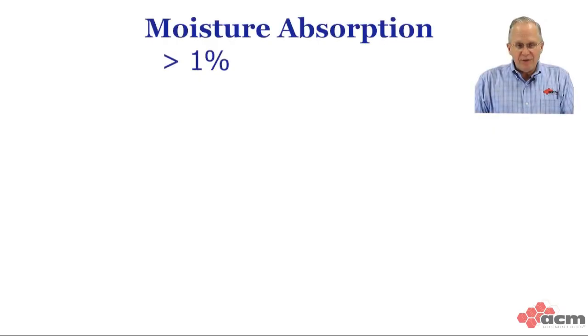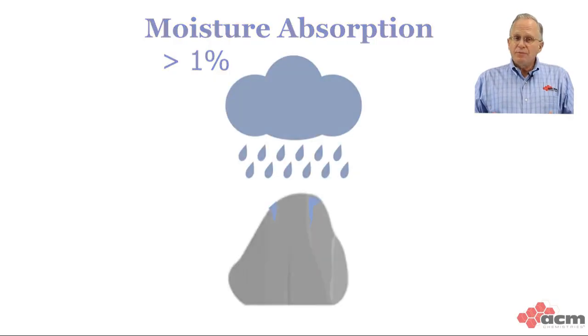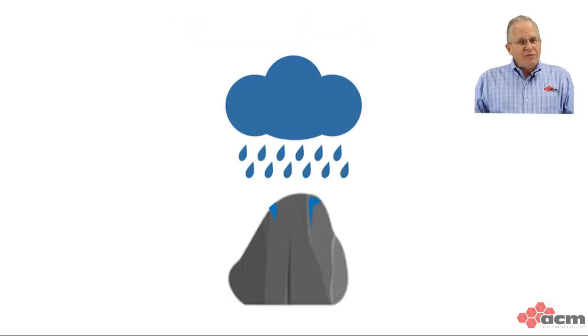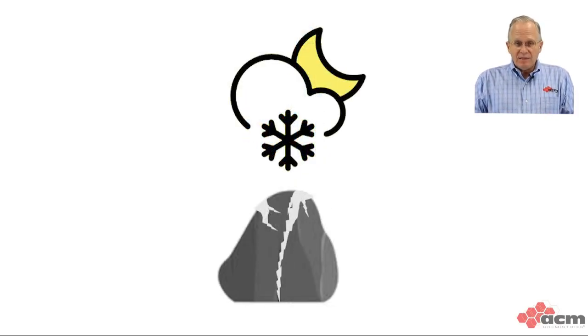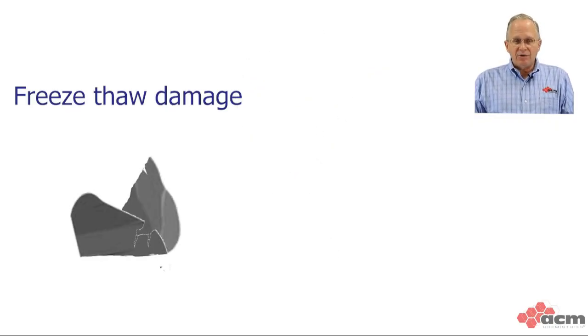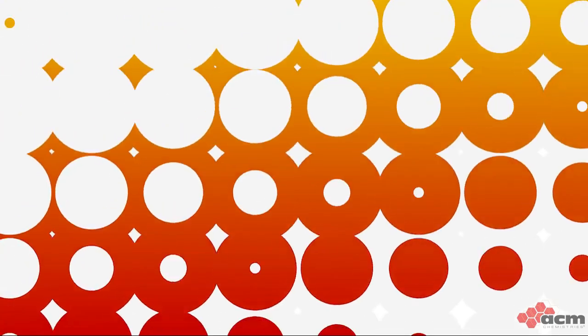Another important property of aggregates is their moisture absorption and related freeze-thaw durability. For aggregates with absorption values over 1%, they can absorb a lot of water. And if those aggregates are used in products that are exposed to very cold temperatures, the water can freeze. When it freezes, it expands and exerts tremendous pressure, both on the aggregate and the surrounding concrete. This can result in the whole concrete unit failing.